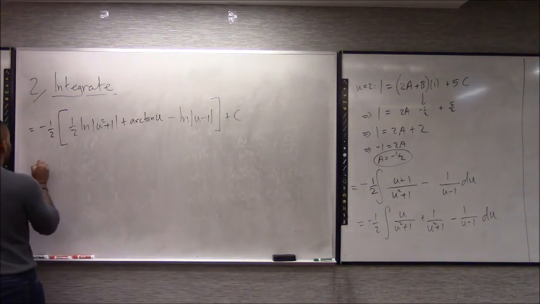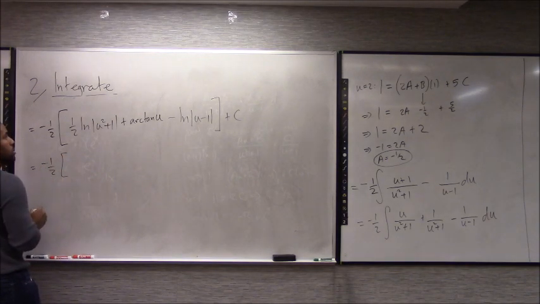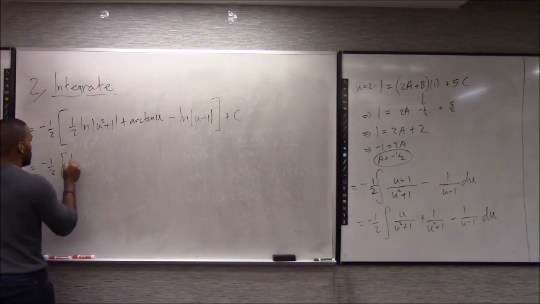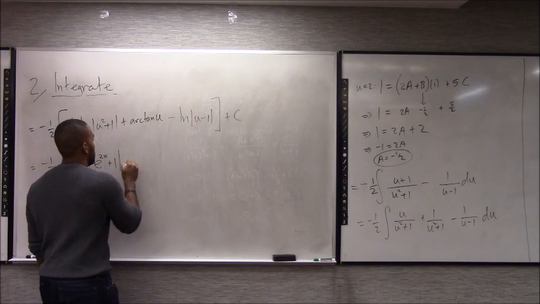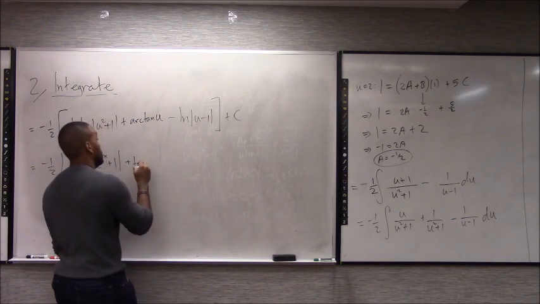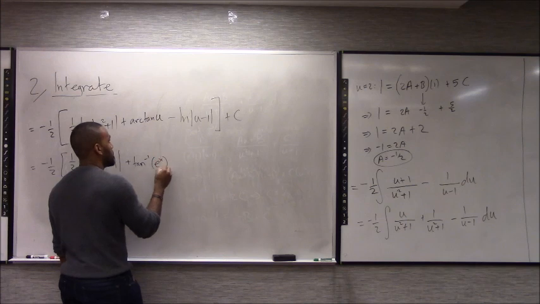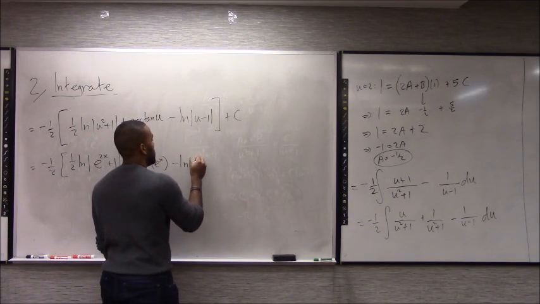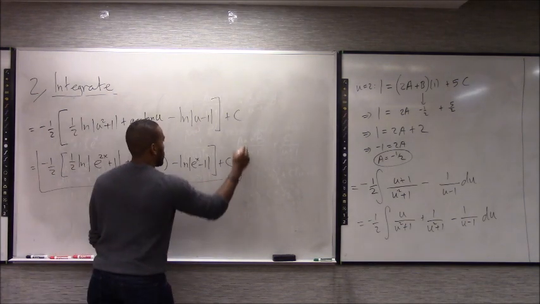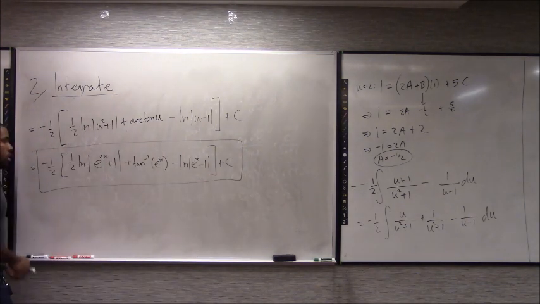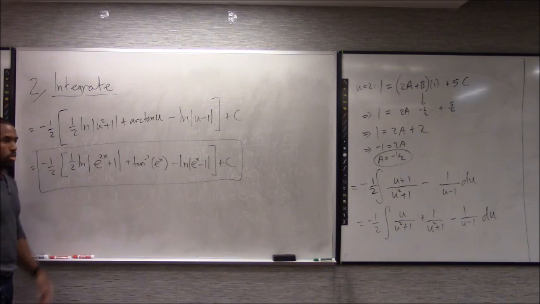And what was our u? E to the x, right? That was it. So it's 1/2 ln of e to the 2x plus 1 plus arctan inverse of e to the x minus ln of e to the x minus 1 plus c. Absolute value is optional here, but I would keep them just to be safe. It's not wrong to keep them, and there are cases where it would be wrong to not use them.